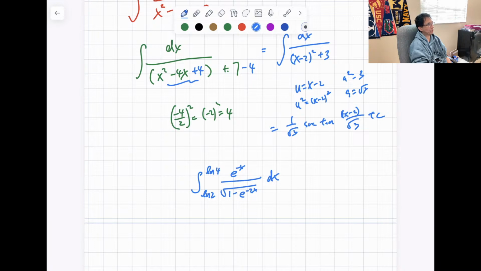Okay, which format is this? Arcsine, arctan, arcsecant. Fine. Okay, first of all, what is a in this case? So a must be 1, right? What is u in this case? e to the negative x. Why is it e to the negative x? Because that is u squared. So therefore, e to the negative x times e to the negative x is equal to e to the negative 2x. Does that make sense?